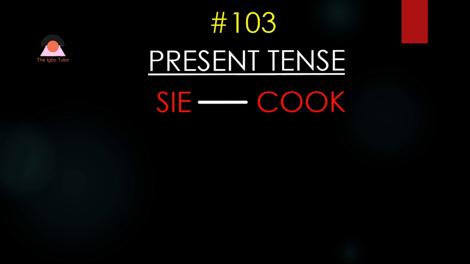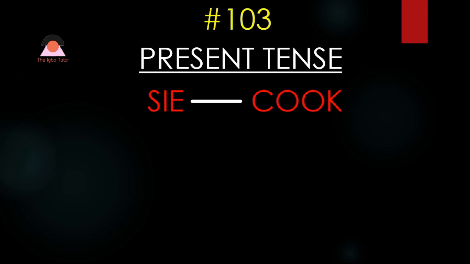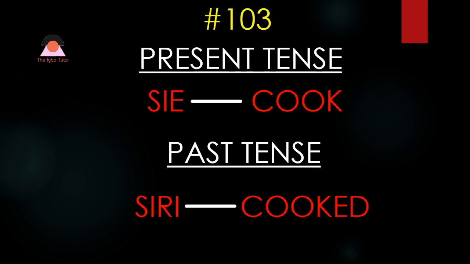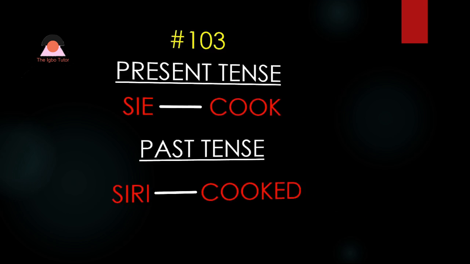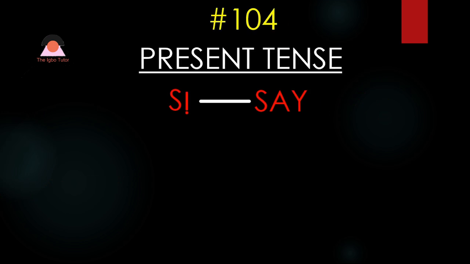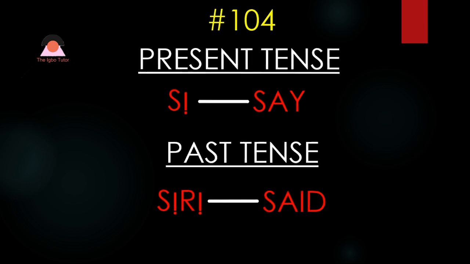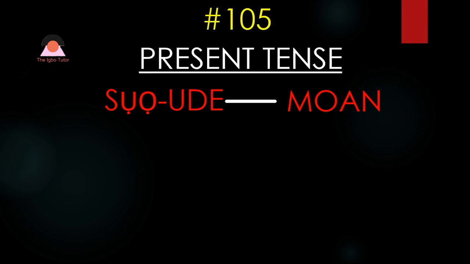Let's go. 103. Sie is the word. Sie meaning cook. What is the past tense of sie? It is siri. Siri, cooked. We move to 104. And the word is say. The past tense of say is siri. Siri, said. We're going on to 105.